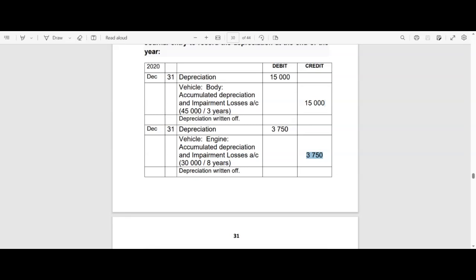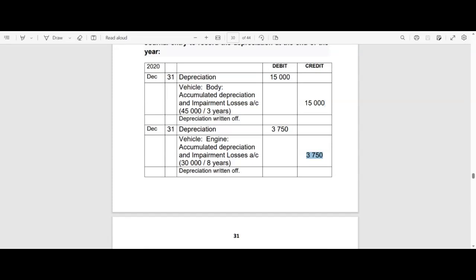Will the depreciation amount for the engine change when we acquire a new body for the vehicle after its useful life, sir? Good question, Henrique. Thank you for that. No, it won't. So if after 3 years we buy a new shell, a new body, then it means at that stage we have used up 3 years of the engine's useful life as well, right?